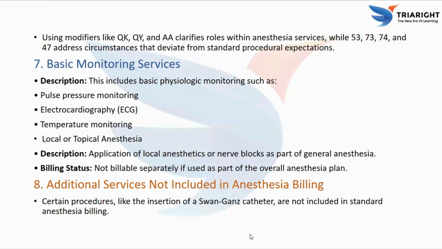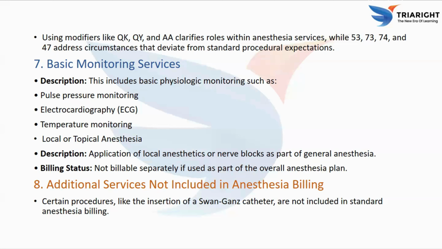Local or topical anesthesia, which is part of a general anesthesia. So what does this mean? Local anesthetic injections, topical numbing agents, and nerve blocks used as a part of general anesthesia are included in the anesthesia service. This is not billed separately if it is part of the anesthesia plan. General anesthesia plus local numbing at the incision site is an example. So you do not bill it separately.